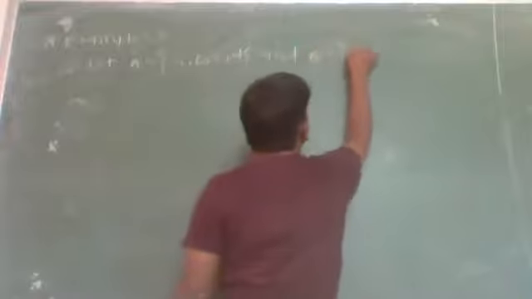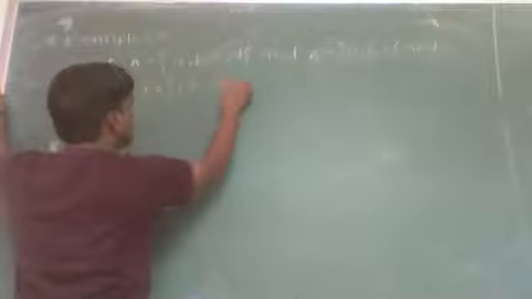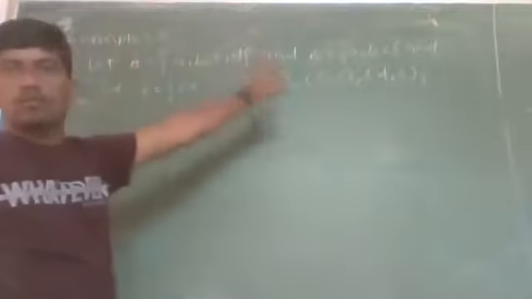Next example is, let set A contain four elements A, B, C, D, and set B contain three elements A, B, C, and let f equal to the ordered pairs A, B, B, C, C, C, and D, B. And now we have to check whether this set f is a function from A to B.